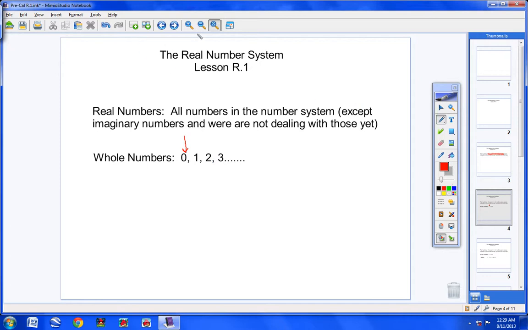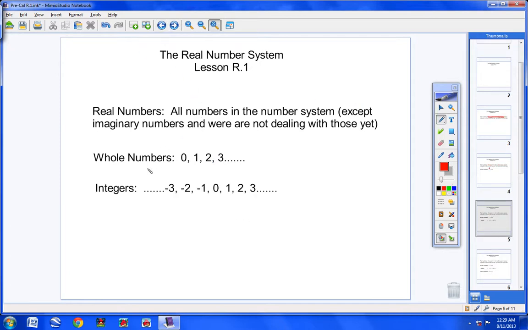Let's continue on. You need to write this in your notes, please. Integers. If you'll look right here, integers are the whole numbers, 0, 1, 2, 3, on and on and on, but they also include the negative whole numbers, if you will. So negative 1, negative 2, negative 3, negative 4, negative 5. They do not include decimals. They do not include fractions. They are the whole numbers, positive and negative. You'll need to know that. That is what integers are. All right, let's continue on.